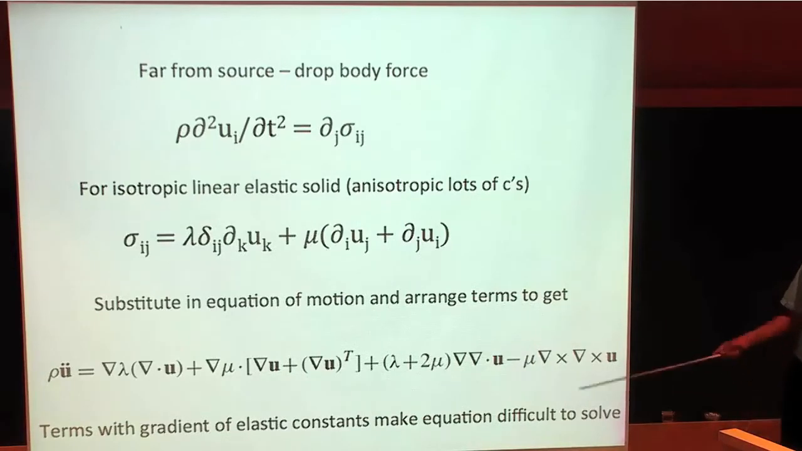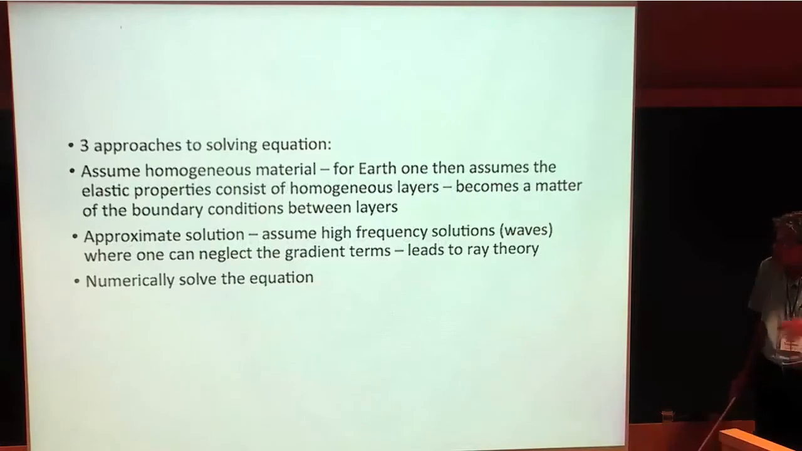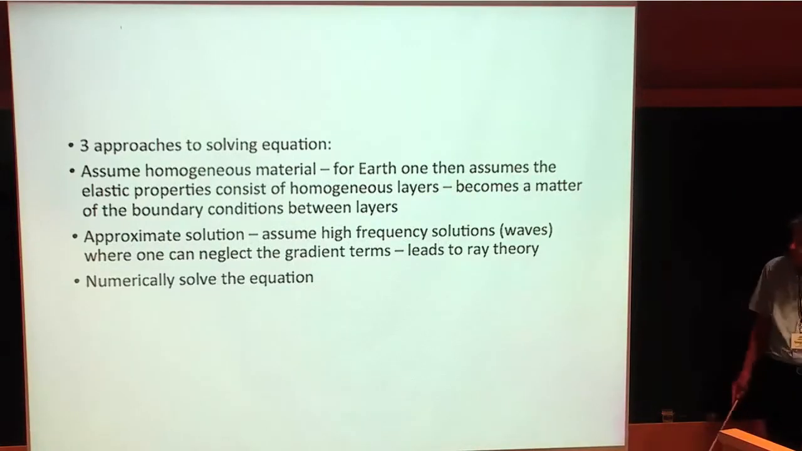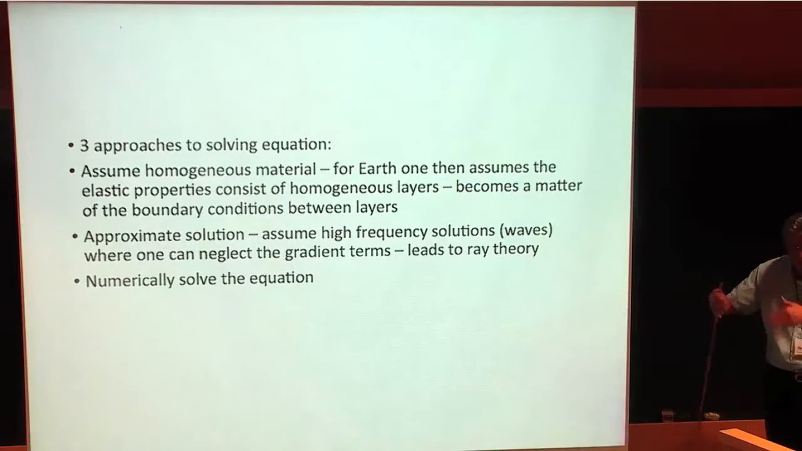Really nasty. There's no nice analytical way of solving that. There are 3 approaches used in seismology, general approaches to dealing with that equation, assuming that the real Earth has a lot of random variability in properties, so the lambda and mu depend on space.